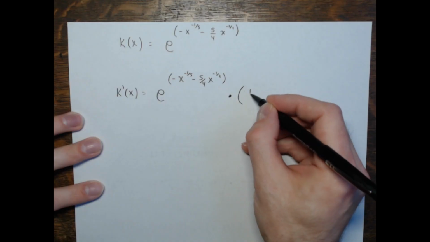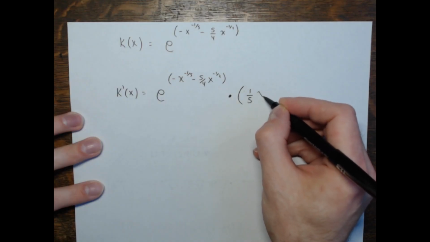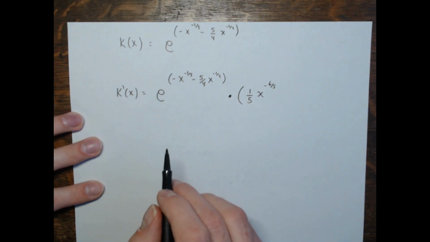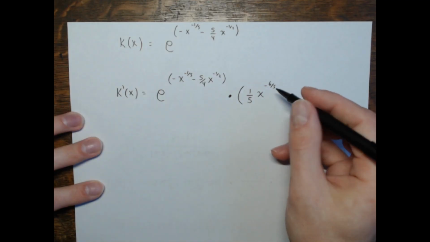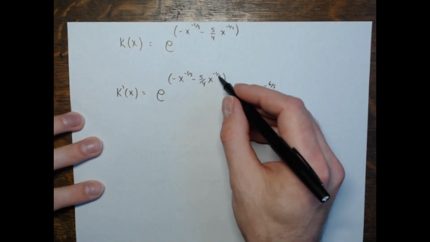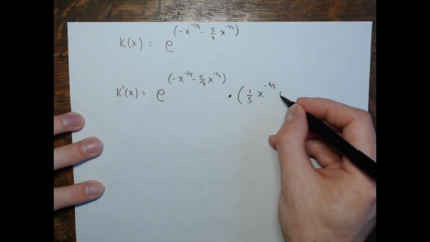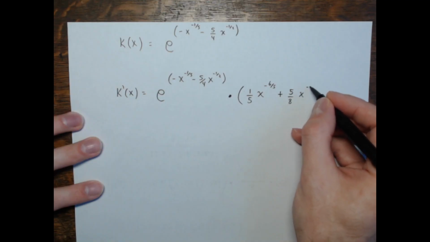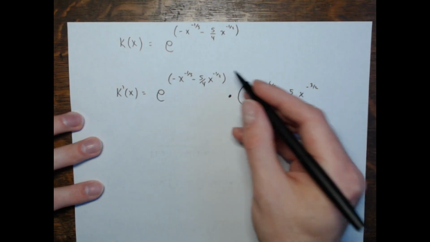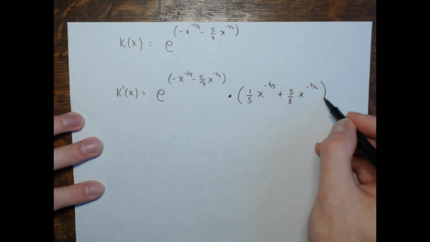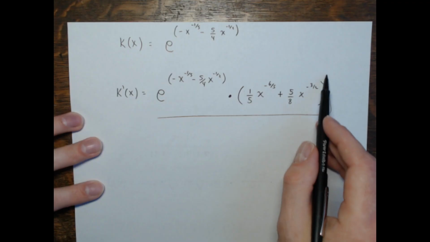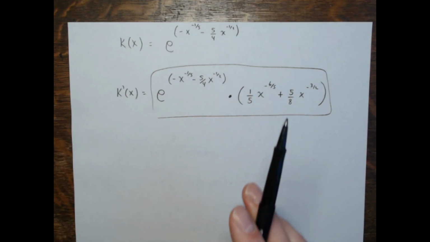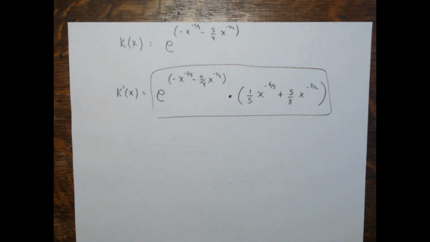So it'd be positive 1/5 times x to the negative 6/5, right? Negative 1/5 minus 5/5, negative 1/5 minus 1. And then the next term, I'd have positive 5/8, so plus 5/8 times x to the negative 3/2, right? That'd be negative 1/2 minus 1, negative 1/2 minus 2/2. And this is it. This is again itself times the derivative of the power, applying the chain rule to an exponential.